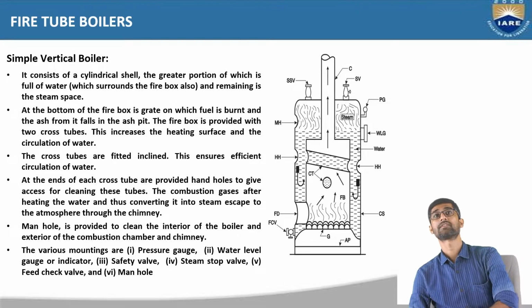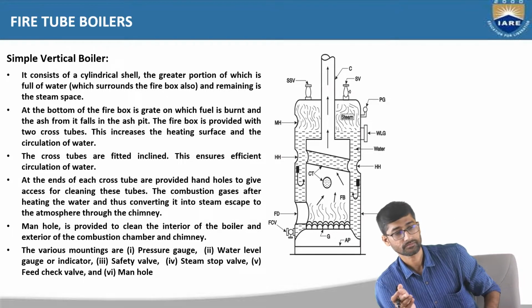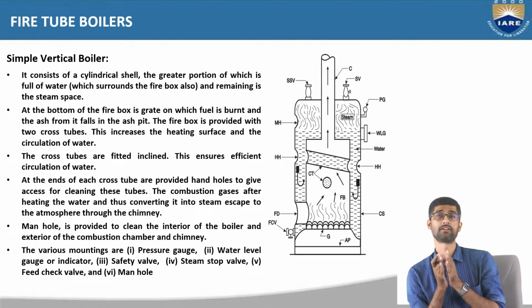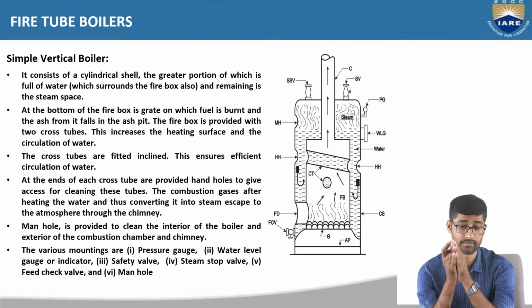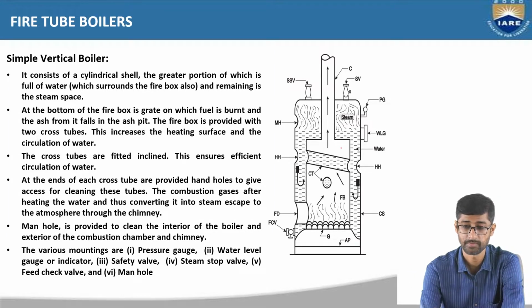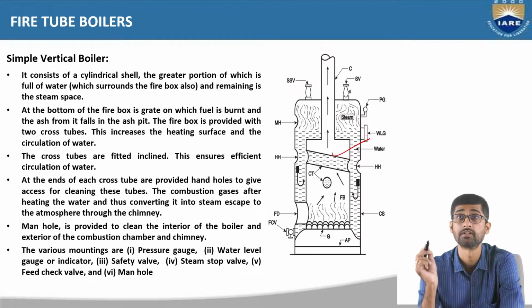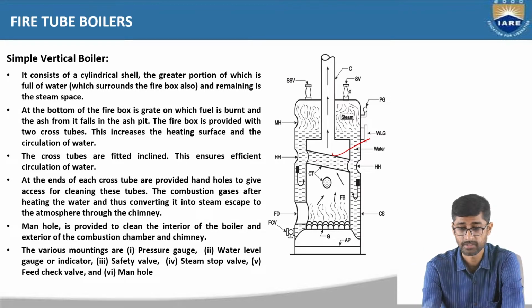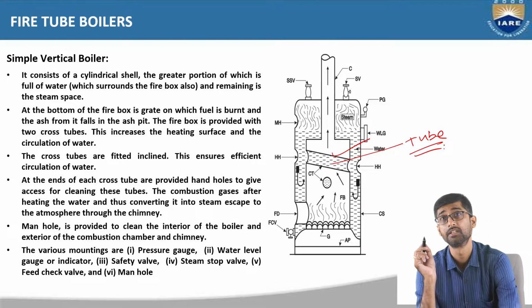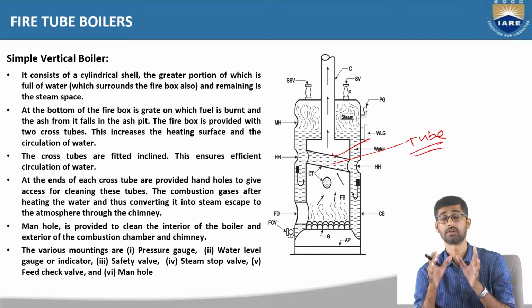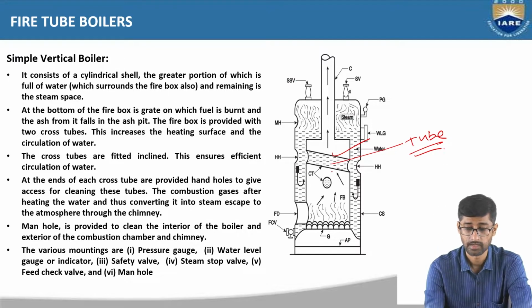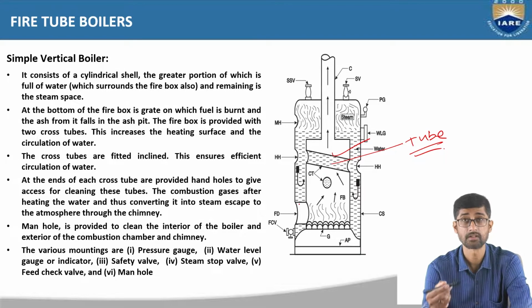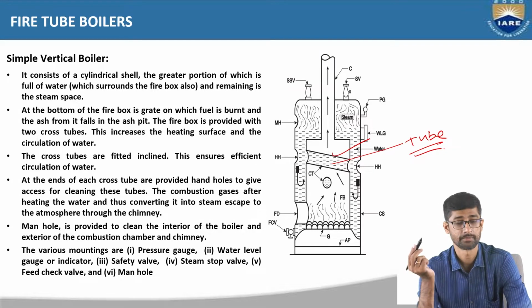Now we'll discuss the different types of fire tube boilers. Already we have discussed what fire tube boilers are, right? See this, one type of fire tube boiler. This is called a simple vertical boiler. Inside this vertical boiler, there are tubes, called fire tubes. Inside the tubes the hot gases flow, and the water surrounds the tubes. That is called a fire tube boiler.